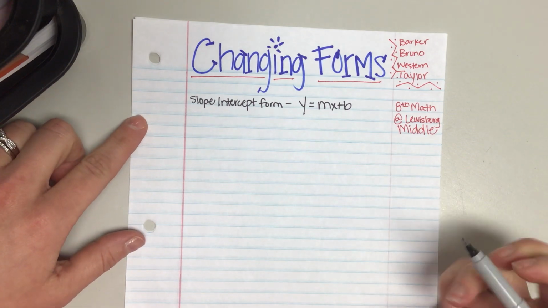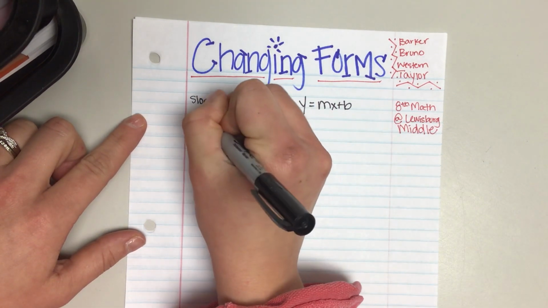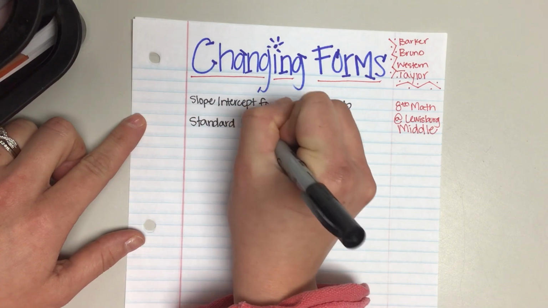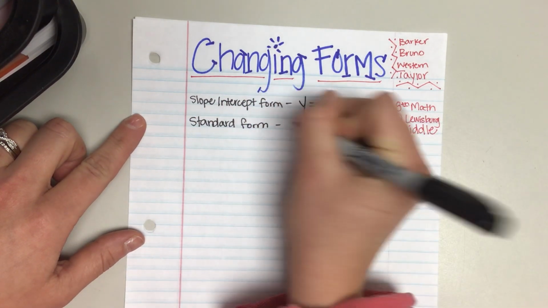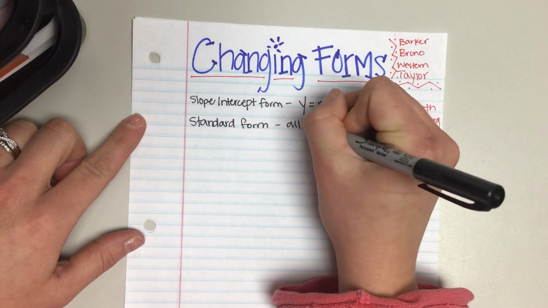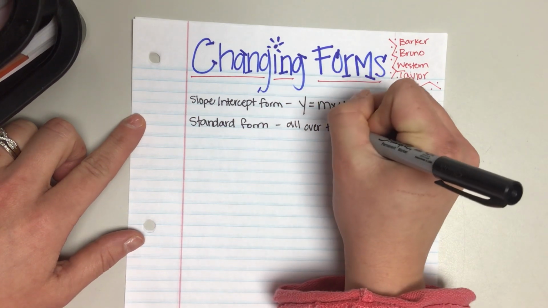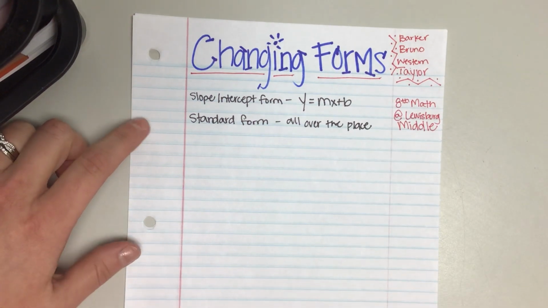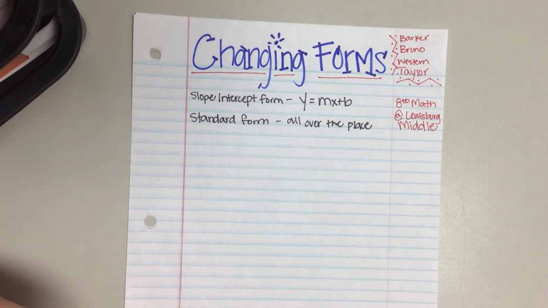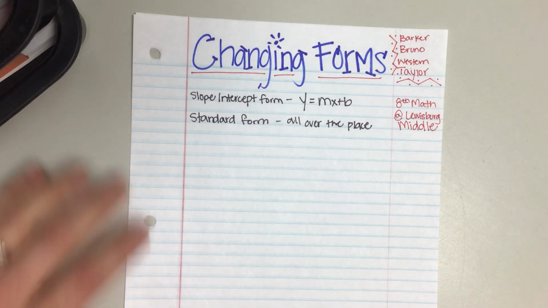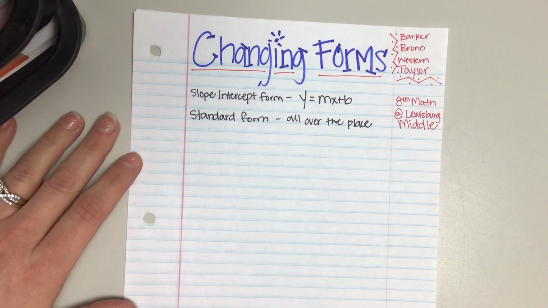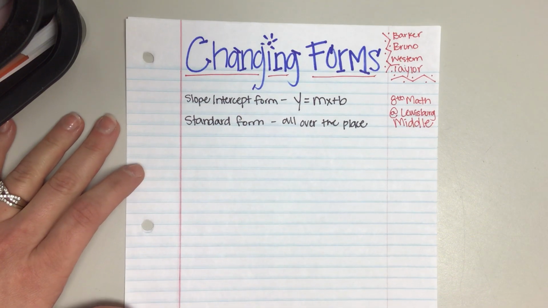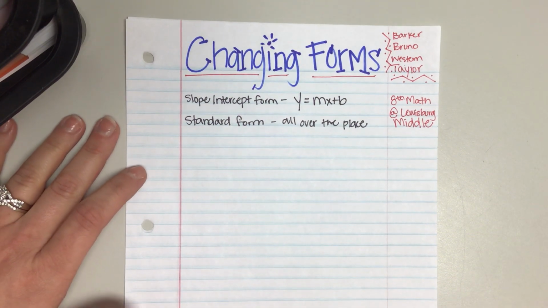You also have standard form. Standard form is going to be all over the place. There's no order to how the equation is written. It is not written in y equals mx plus b. It might be written all kind of crazy. So let's go ahead and work through a few examples. We're actually going to pull some examples from the sheet that you have this week. If you have that sheet handy, I want to help you work on some of those.